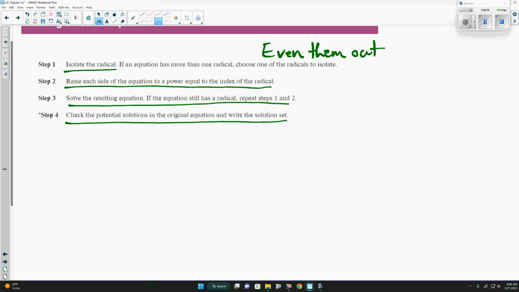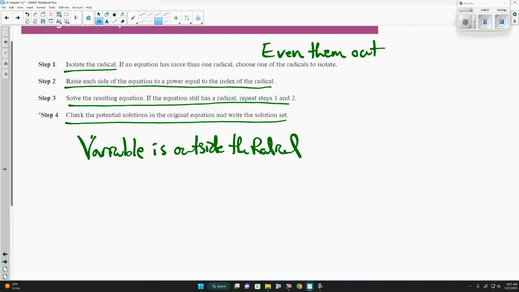What we're really checking for is extraneous solutions, values that we do get from solving that don't work in the original problem. Most extraneous solutions will occur if the variable is outside the radical. We have a variable inside and outside the radical. Most likely that's when an extraneous solution is going to occur. That's when they're most likely going to come up.